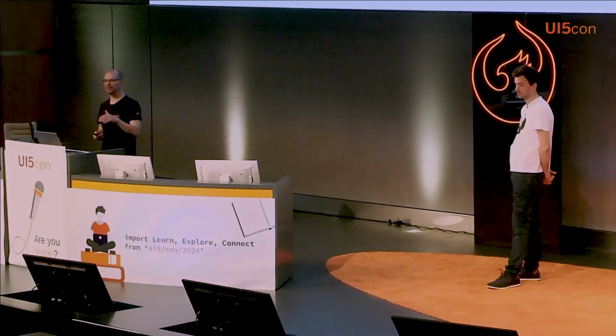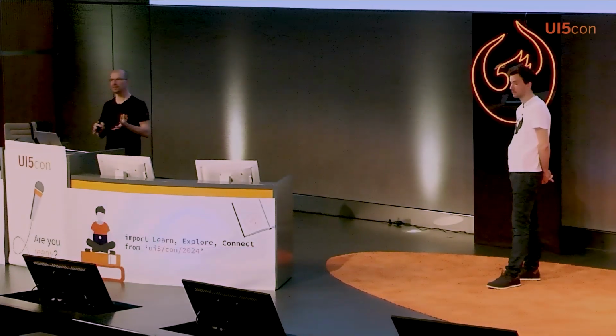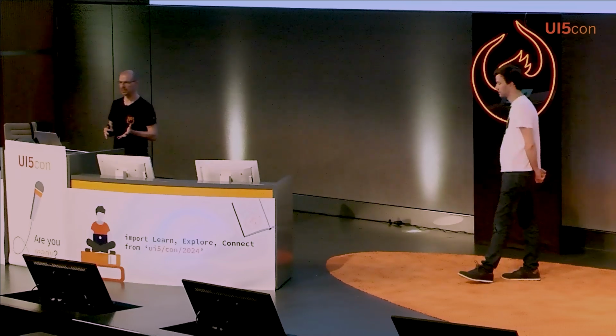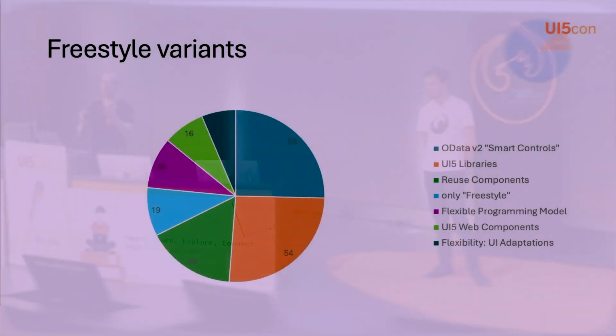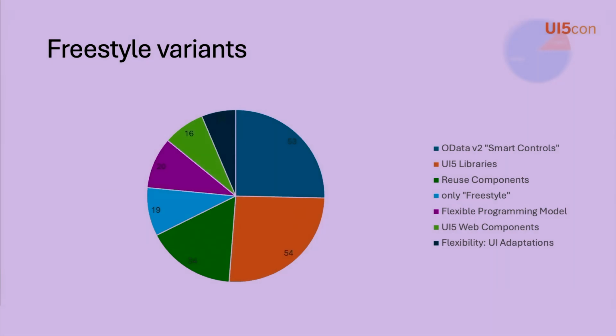Then we dig a little bit deeper. Remember, we're again in the freestyle variance section. So just to put the context again, you have 90% of companies running freestyle apps in production. And out of those, what do you most utilize? And it's a little hard to read probably with the numbers, but the majority use the OData V2 smart controls. That's like the thing. Together with UI5 libraries.